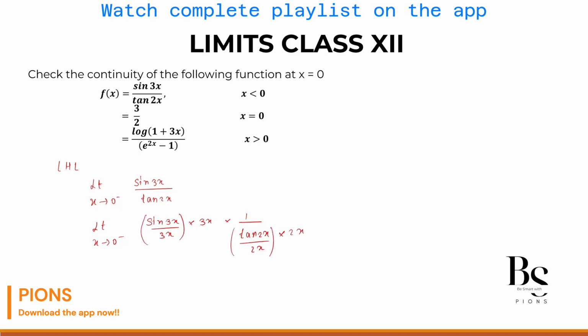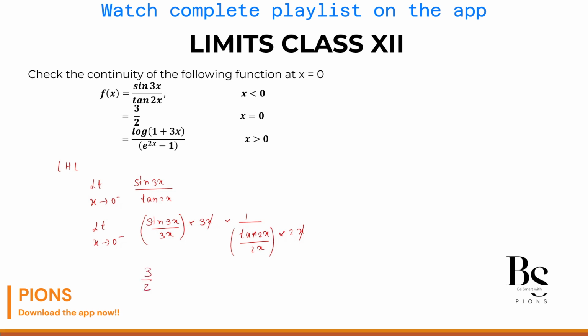Now let's cancel this x with this x and put the limit. Putting the limit, this will be 1, and putting the limit over here, this will be 1. What are we left with? 3 by 2. So the answer on the left hand limit is 3 by 2.